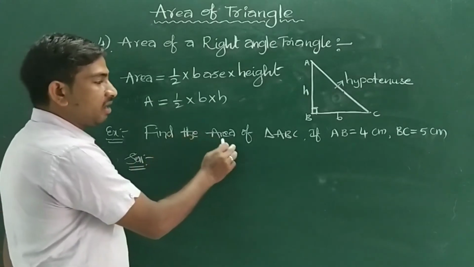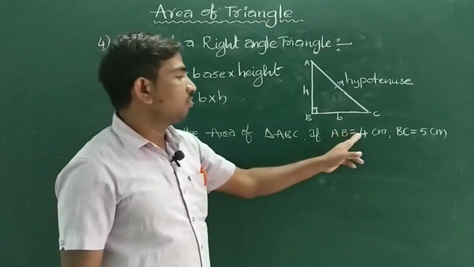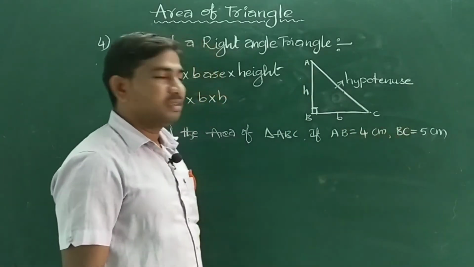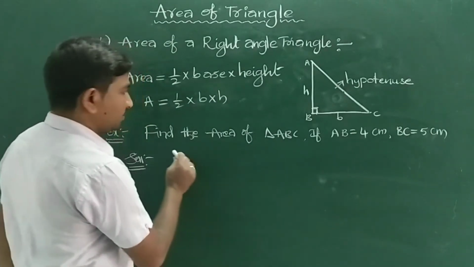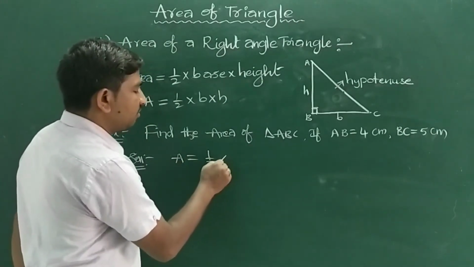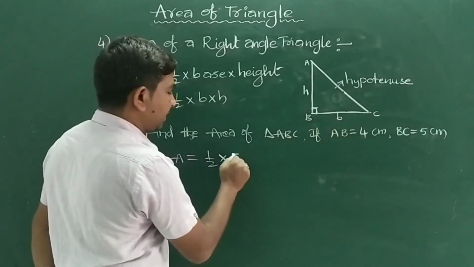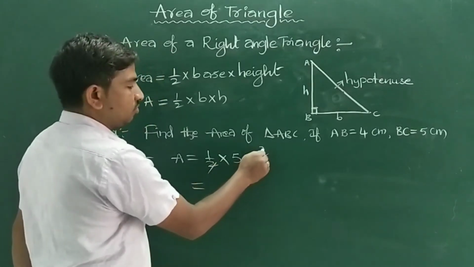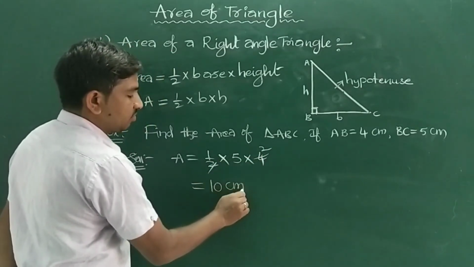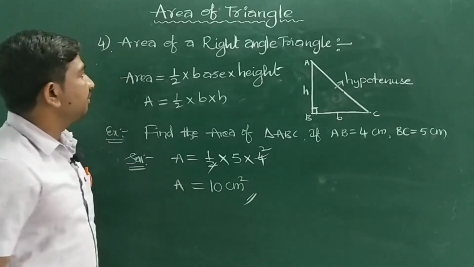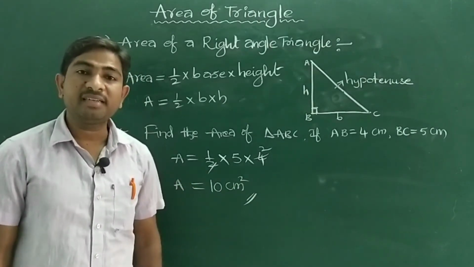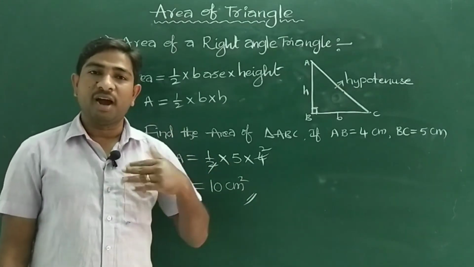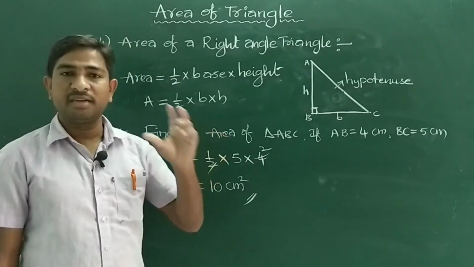So find the area of triangle ABC. If AB is equal to 4 centimeter, means here base, height, and BC is equal to 5 centimeter. This is BC is equal to 5 centimeter. So now area is equal to half into base. What is the base? BC, 5 centimeter, into what is the height? 4 centimeter. So then 2 1s are 2, 2 2s are 4, 5 2s are 10 centimeter square. So this is the area of the given right angle triangle. Okay. So these are the most important things we have to find, how to find the area of the triangle.